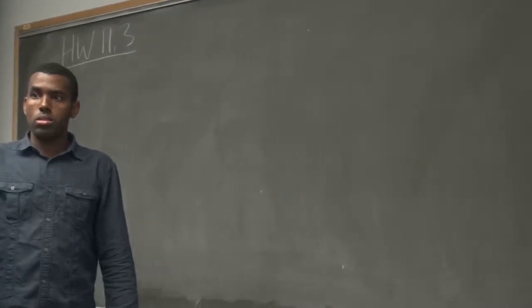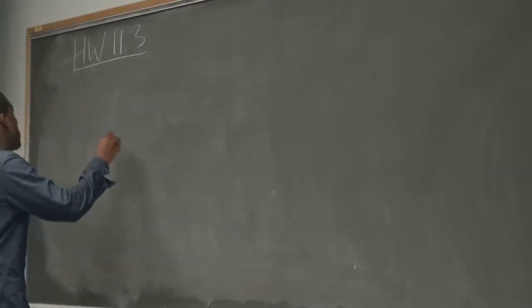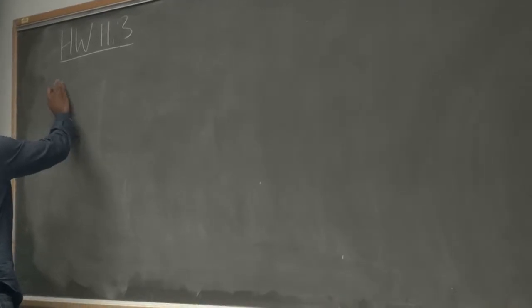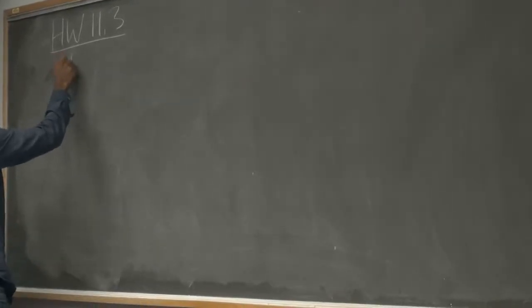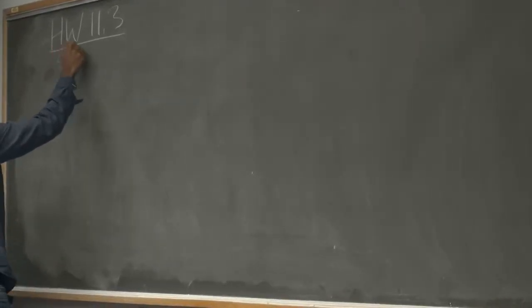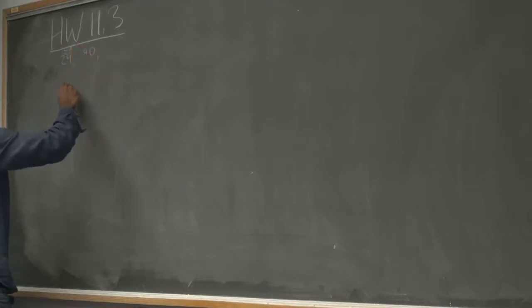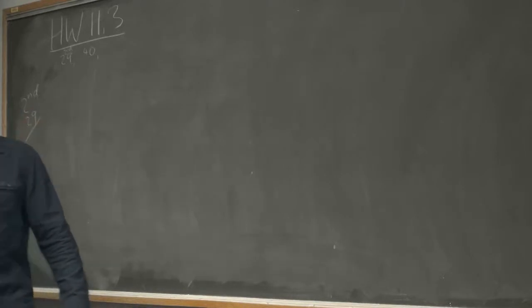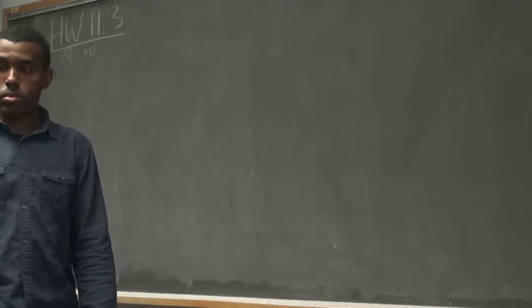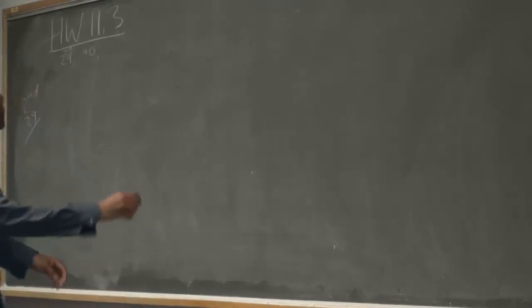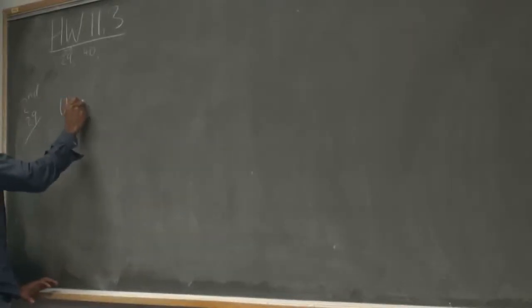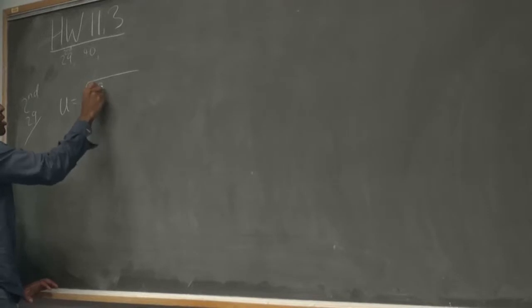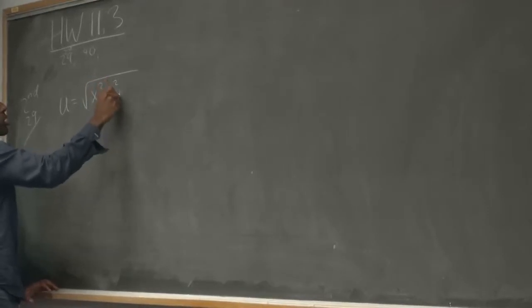Number 29 of 11.3 in the second edition. Oh, so 29 on the second edition, I also heard 40. So number 29, what did that say? It basically said that u is equal to the square root of x1 squared plus x2 squared plus dot dot dot, and then xn squared.